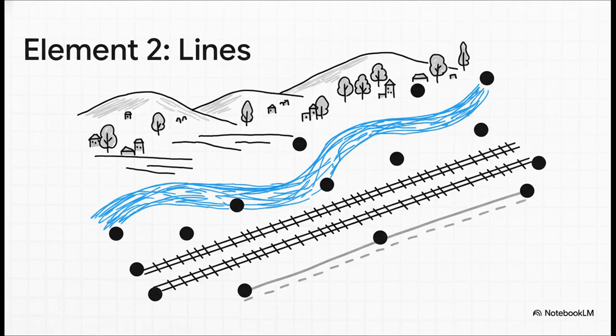Okay, so what happens when you start connecting those dots? Well, you get our next element, a line. It's just a sequence of coordinates that represents features that have length but no real area. This is how our maps draw all the networks that connect our world: the roads we drive on, the rivers that cut through the landscape, and the railway tracks that link everything together.